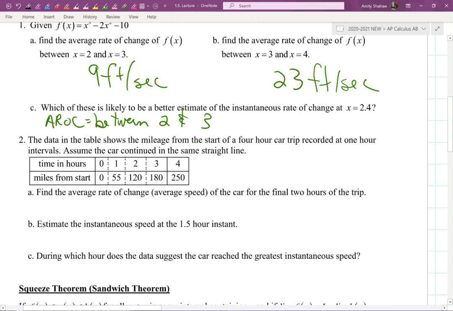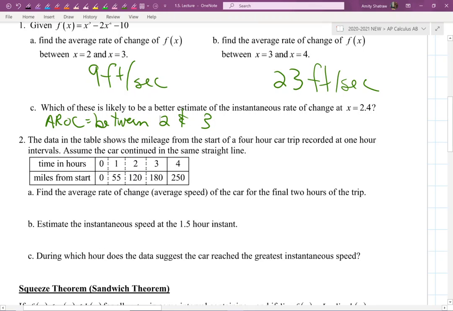An hour in, there were 55 miles on the odometer. 2 hours in, there was 120 miles on the odometer. Not on the speedometer, the odometer, my bad. The odometer is the one that measures how many miles the car has traveled total. So 3 hours, that was 180 miles, and 4 hours, that's 250 miles.